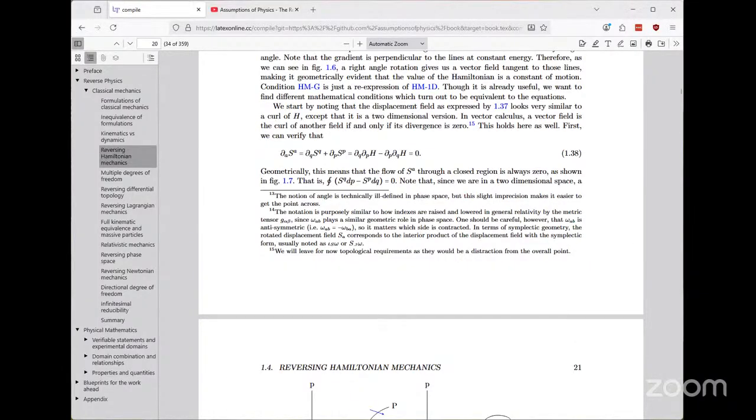Right. We start by noting that the displacement field as expressed by 1.37 looks very similar to a curl of H, except that it is a two-dimensional version. In vector calculus, a vector field is a curl of another field if and only if its divergence is 0. Footnote 15. We will leave for now topological requirements as they will be a distraction from the overall point. This holds here as well. First, we can verify that, and there's this equation, 1.38.